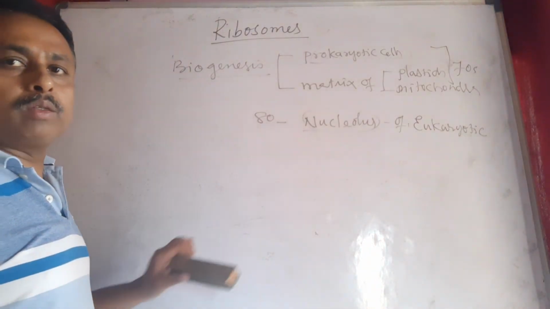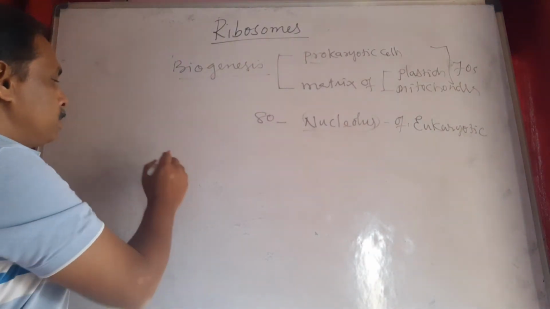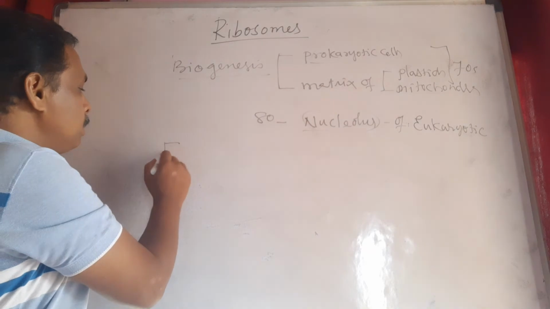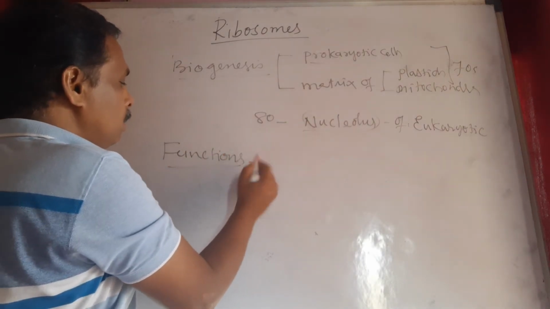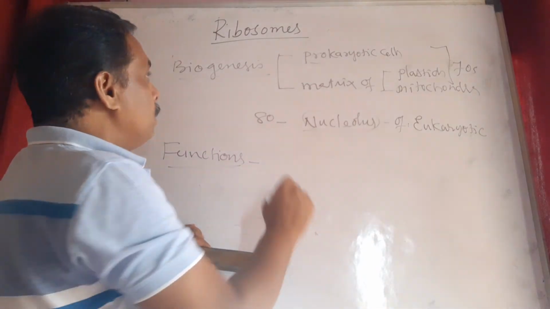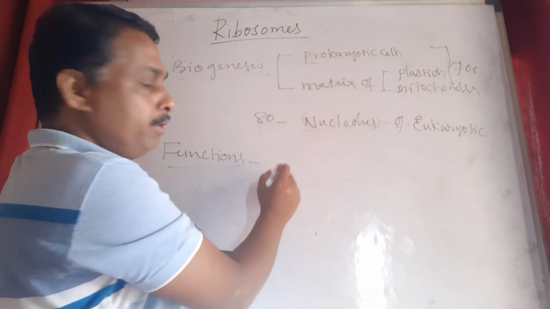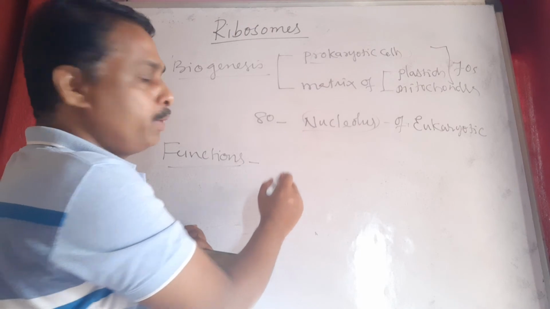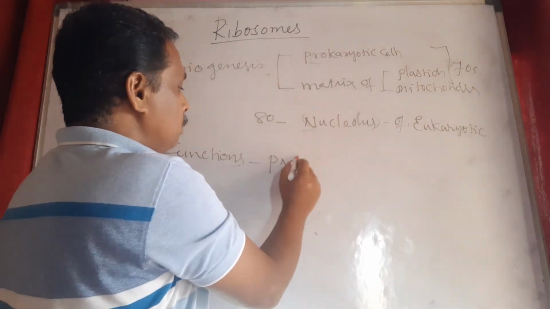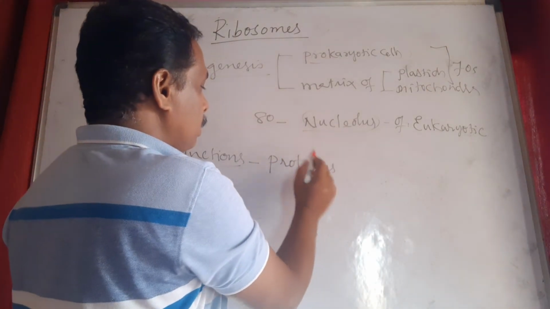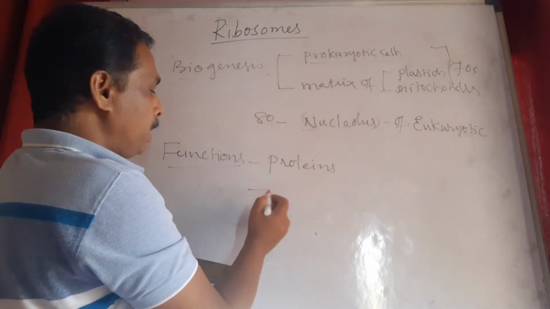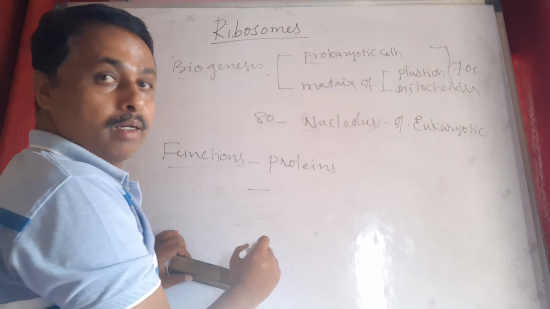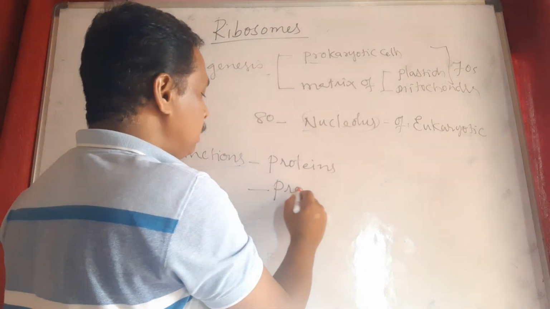This is about biogenesis of ribosomes and functions of ribosomes. Usually, ribosomes are involved in the synthesis of proteins, and that's why these ribosomes are otherwise called protein factories of the cell.